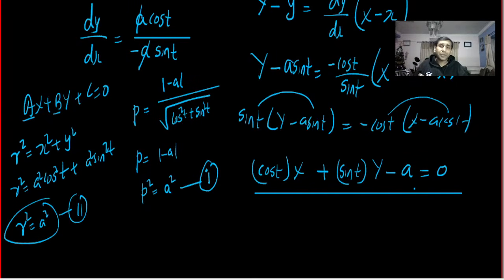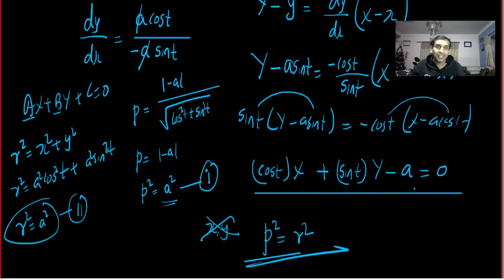What is the last thing to do? Destroy x and y but connect p and r. Very simple. Come on, p square equal to a square, r square equal to a square. So the last equation is p square equal to r square. See, that gives me p equal to r.